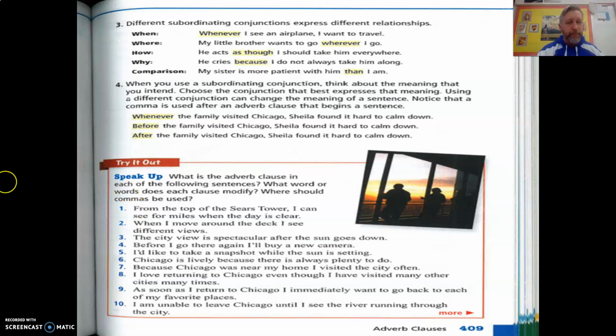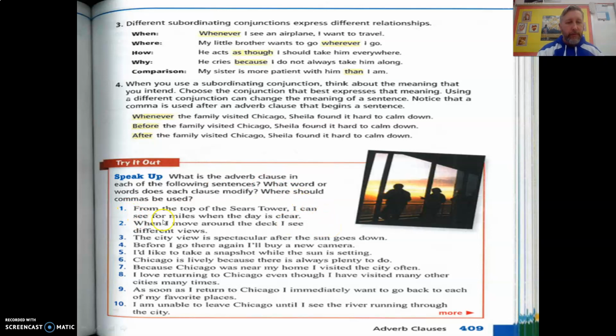So number 1 says, "From the top of the Sears Tower, I can see for miles when the day is clear." Okay, so do we have our conjunction found? How about when? So "when the day is clear" is going to be our adverb clause in this case. And then, what does the adverb clause modify? It's either got to modify a verb, an adverb, or an adjective. In this case it modifies "can see." When the day is clear, can see.